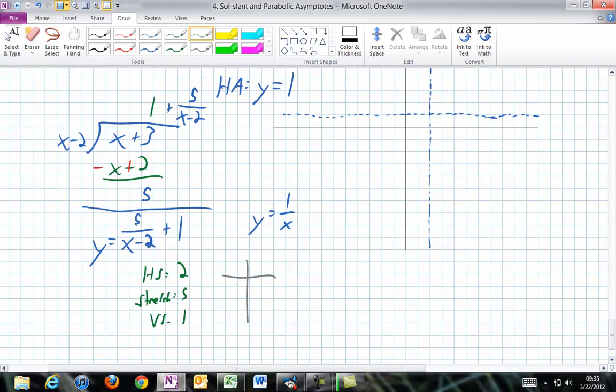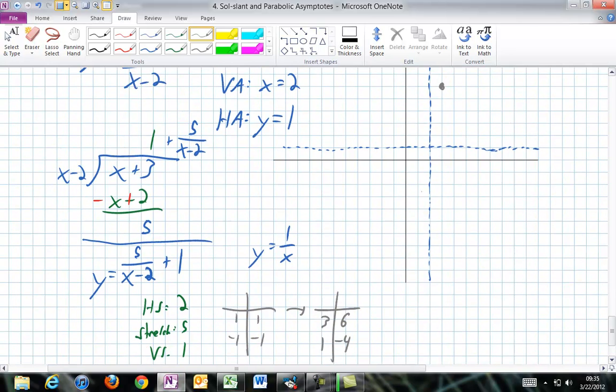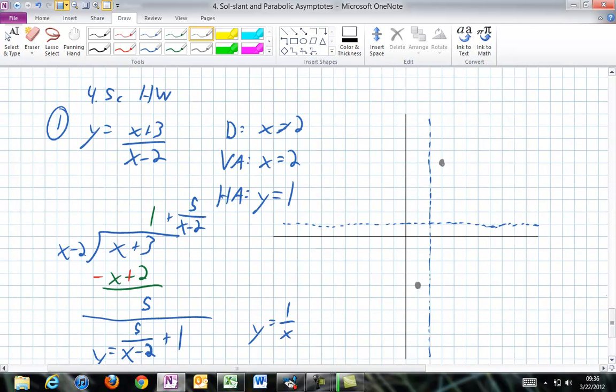Do transformation of base points, 1, 1 and negative 1, negative 1 for y is equal to 1 over x. And those become 3 and 1 for x's. And stretch, multiply by 5 and add 1 is 6. Multiply by 5 and add 1 is negative 4. So 3, 6 is here. And 1, negative 4 is down here. Check for symmetry. Those look pretty symmetrical relative to those axes.